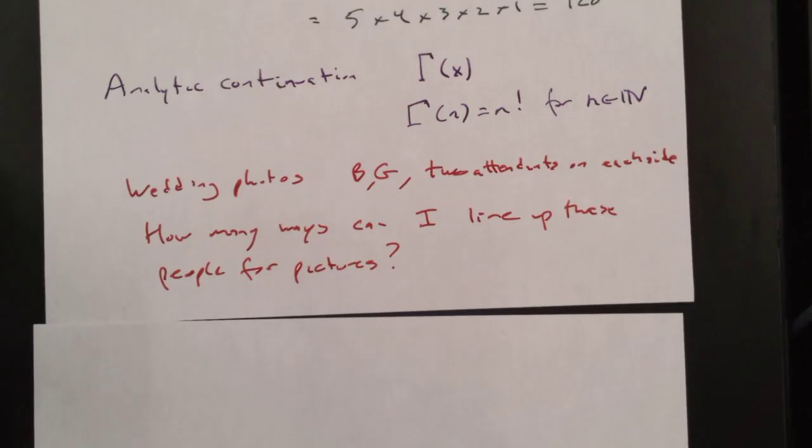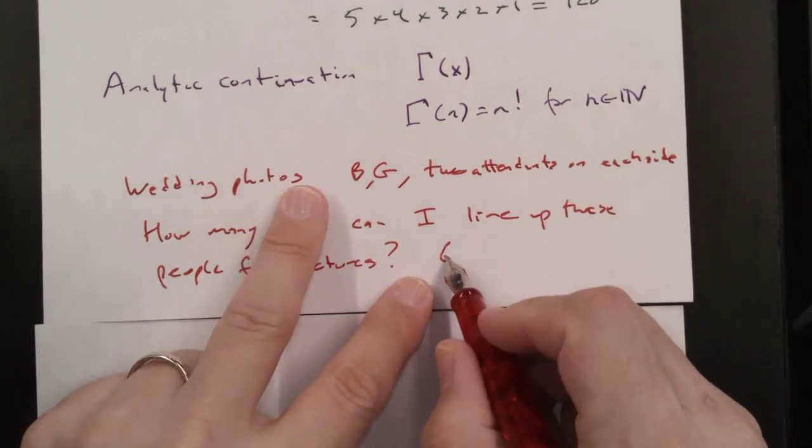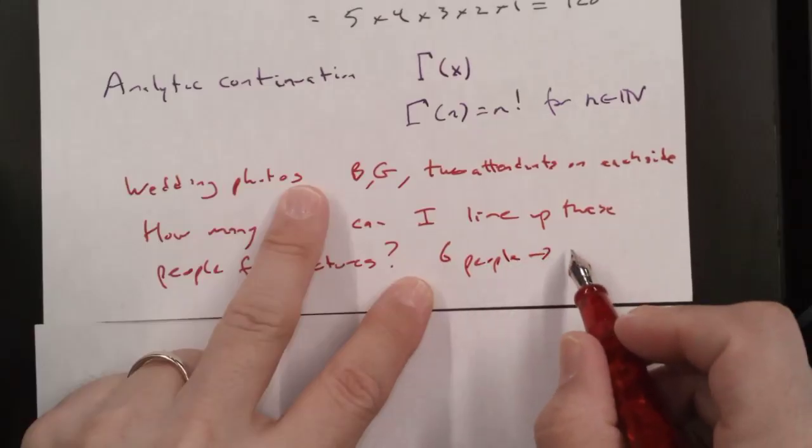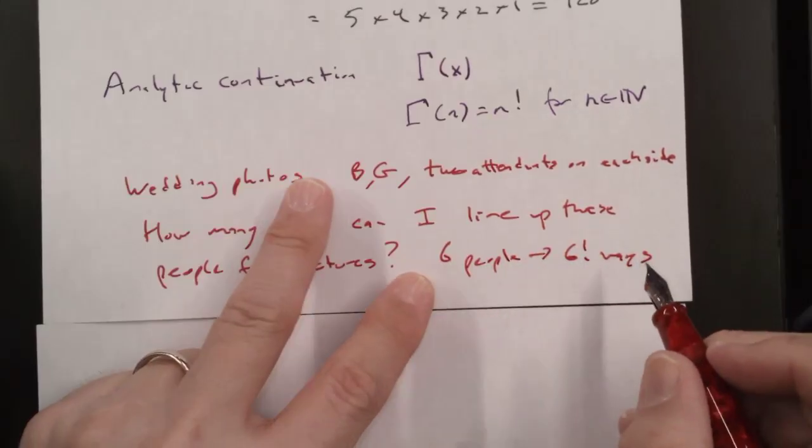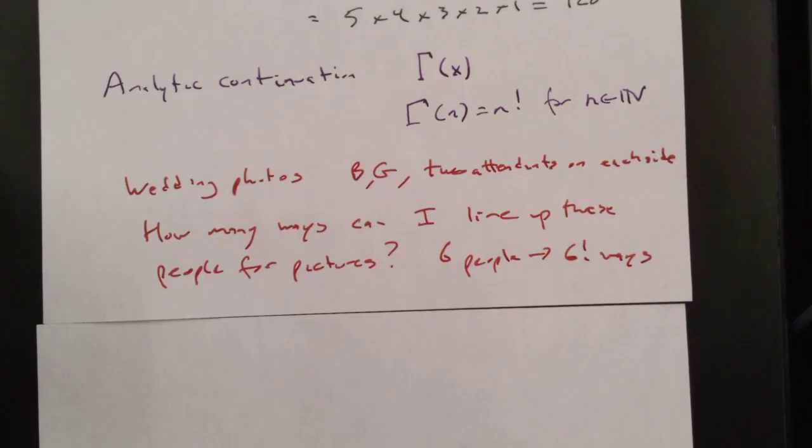There are 6 people up there, right? If I just want to put them in an order and take a picture, that's 6 factorial ways. Yes? But that means that a legitimate ordering for the picture is the bride, the 2 bridesmaids, the 2 groomsmen, and the groom. Does that make sense? That's really kind of dumb, isn't it? It's a wedding picture. Don't you want the married couple next to each other?